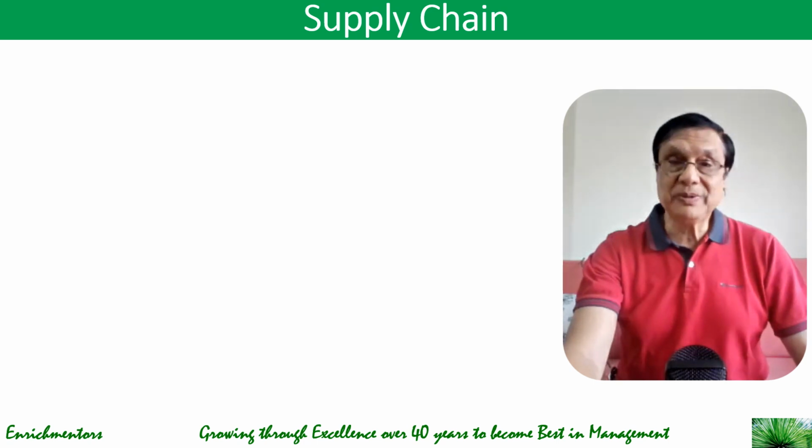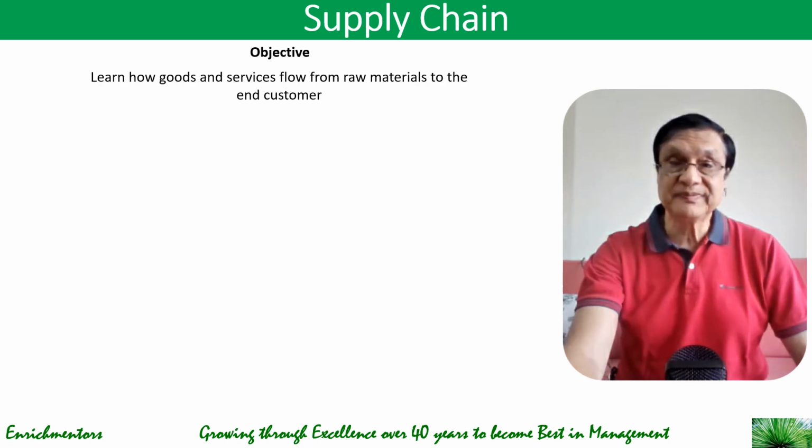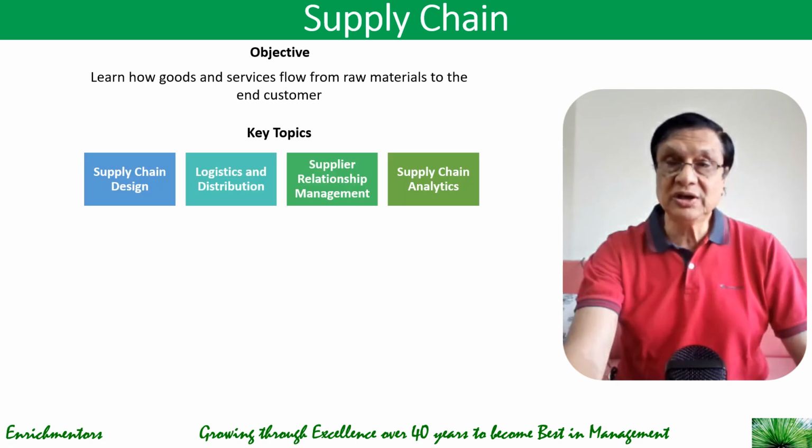Lastly, you should learn about supply chain, where you need to learn how goods and services flow from raw materials to end consumers. The key things to learn there are supply chain design, where you learn how to structure a supply chain network; logistics and distribution, where you understand transportation, warehousing, and delivery; supplier relationship management, where you learn how to source and manage vendors; and how to use data to forecast demand and utilize operations in supply chain analytics.